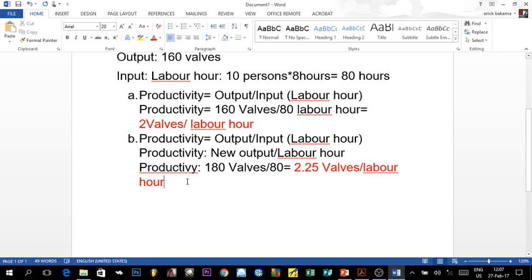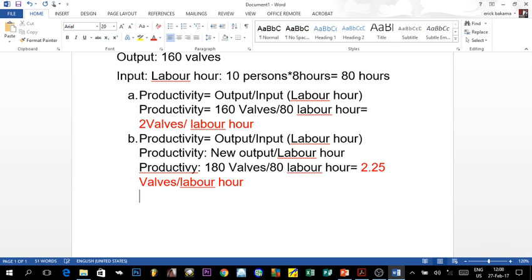So you see that before, they were working with 10 people producing 160, and the productivity was 2. But now they increased the output, moving from 160 to 180, while the input didn't change, which is still 80 labor hours. Sorry, I forgot the unit here. So now the productivity increased.